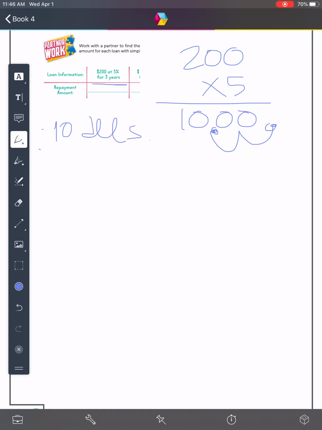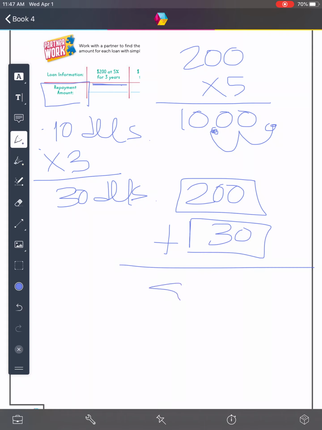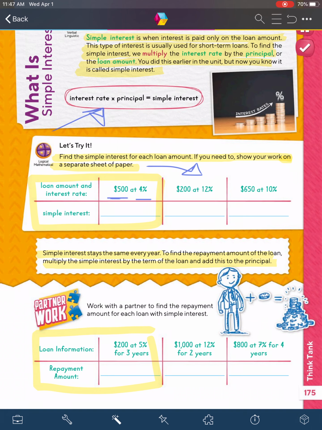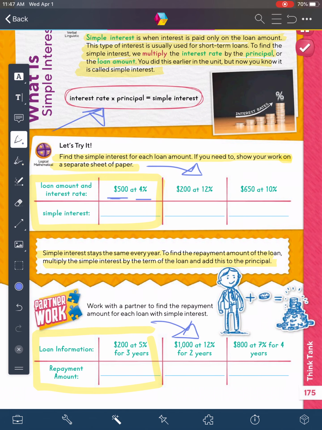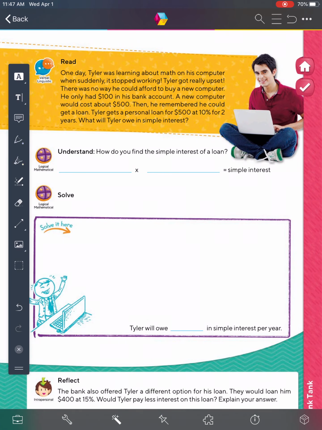Now I know that the term is 3 years, so I have to multiply these $10 times 3. In this case, it will be $30. But they're asking me for the repayment amount. So remember, what do we have to do? Okay, a simple addition. We have to consider the principal, which is $200, plus the total interest that I will be paying during these 3 years, which is $30. If I do this addition, it is $230. That's my repayment amount. So you can write it over here. As simple as that. Okay? So it's time for you to solve the rest of the exercises over here. I think you have enough help. Now, as soon as you're ready, you'll go to the next page, 176, where we have another problem.